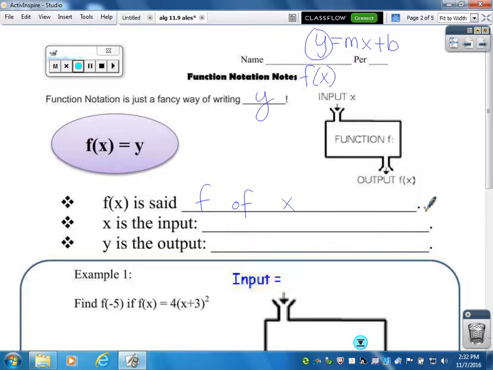Another way of saying that is a function of x. So we know it's a function, we know it's going to pass the vertical line test before we even graph it. x is the input, so whatever is in this blank right here, that is what you are going to plug in to the expression that will be given to you. And then y is going to be the output. After you finish solving this, whatever f of x is equal to will be your output.